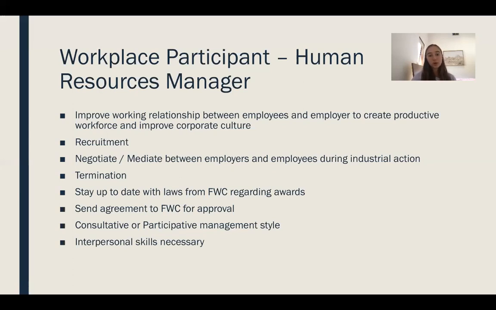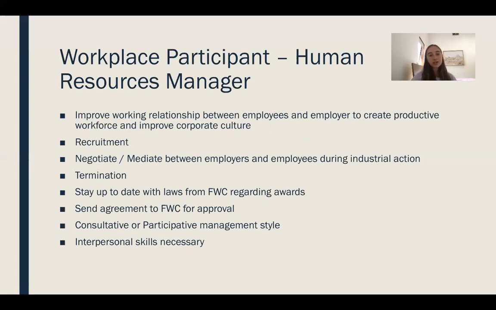They also are responsible for mediating between employees and employers if there are any disputes that arise within the business. If they can't agree on an agreement through enterprise bargaining, then the HR manager will come in and try to resolve the dispute. The HR manager is also responsible for ensuring that employees are paid the right amount and staying up to date with any changes in the award and making sure that employees are being paid under the award correctly or being paid under the agreement. The HR manager will also send the final agreement to the Fair Work Commission in order for the Fair Work Commission to approve it and for it to be binding.